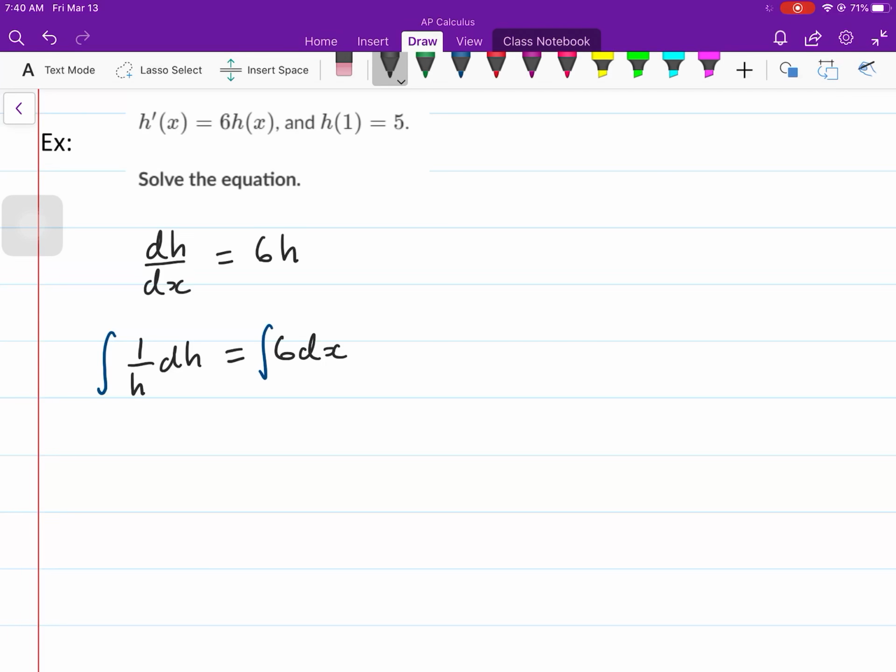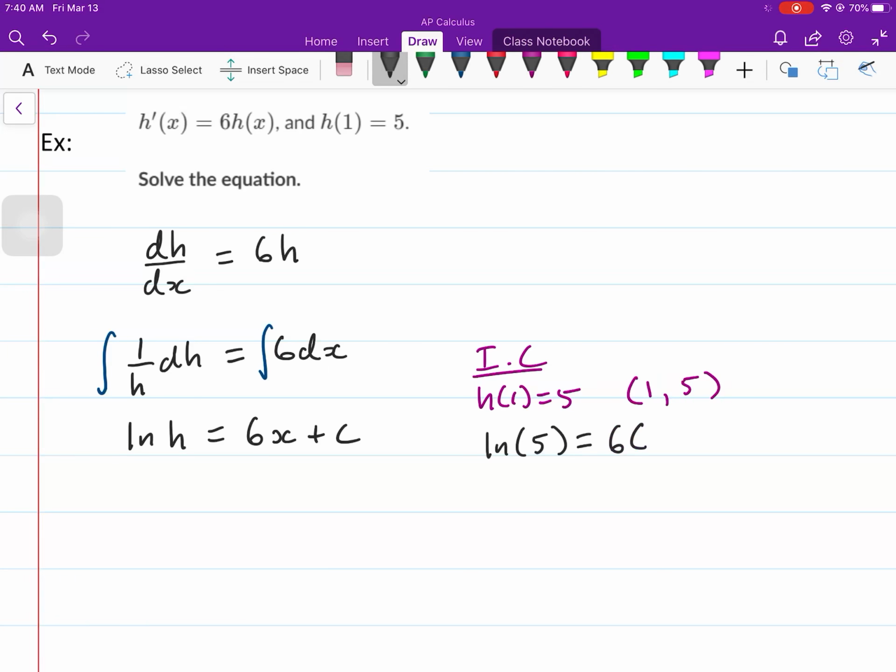And so we're going to have the integral of 1 over h is natural log of h equals 6x plus c. You really could plug in your initial condition at any time, but this would be the best time. It's usually the easiest. So initial condition, we have that h of 1 is 5. And what this means is that when x is 1, h is 5. So when our input is 1, our output is 5. So let's go ahead and plug that in. So what we're going to have is the natural log of 5 equals 6 times 1 plus c.